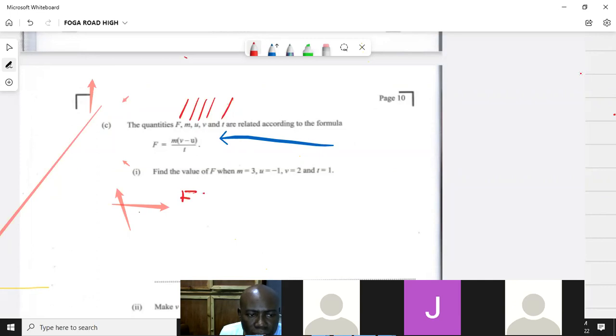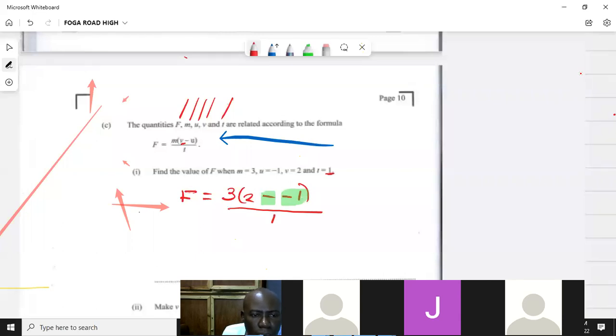F is equal to, m is outside, m is 3, so I put 3 outside, open the bracket. V is 2, so I put 2 there, minus u is minus again. So be careful with these because there is a minus, and then this is minus 1. So don't let it trick you. All over t, and t is 1.